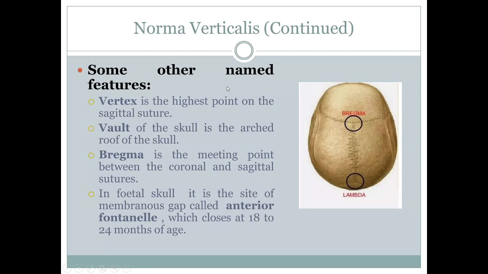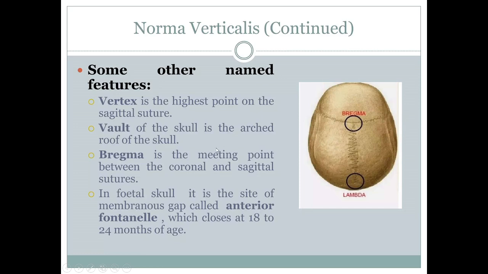Some other named features. Vertex is the highest point of the sagittal suture. Now, what is the sagittal suture? It is the fusion point of the two parietal bones. Vertex is present at the highest point of the vault of the skull. The vault of the skull is the arched roof of the skull.